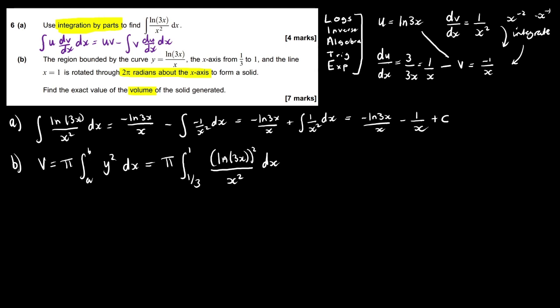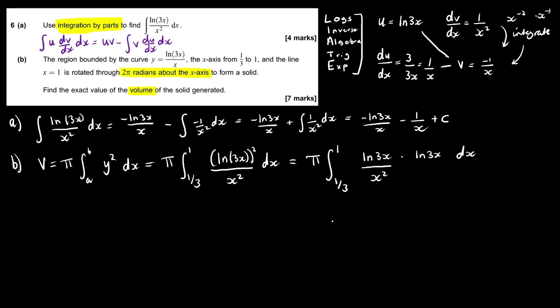Now this log 3x squared is a bit ridiculous to write, and we're not used to using these. But let's think about how this relates to part A. I've got the same denominator, x squared. If I look at the top, I've got log 3x squared, and here I've got log 3x. So I'm going to rewrite this integral so that it looks like the one before it. The other way I can do that is log 3x times log 3x over x squared.